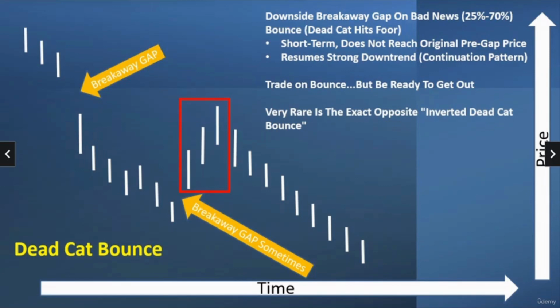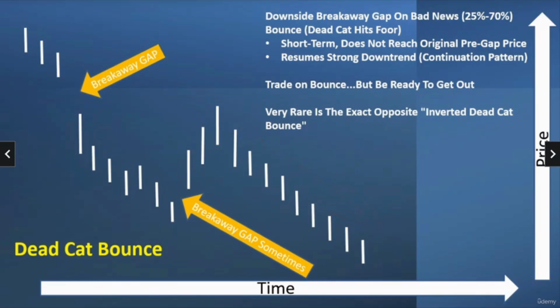So the idea is you want to trade on the bounce, but be ready to get out. You see it bounce up and you see a breakaway gap. You need a breakaway gap going upwards, not just a trend going upwards, to be a dead cat bounce. You trade on that, a short-term trade, but you're ready to get out, especially as it approaches that first breakaway gap to the downside or the last low of the previous downtrend. You want to get out and take your profits, because this temporary bounce, this temporary reversal, is going to go back to the original downtrend. So be ready to get back out.